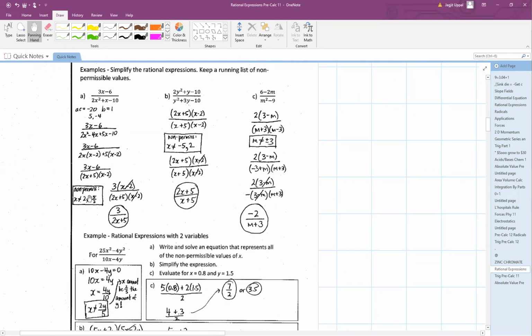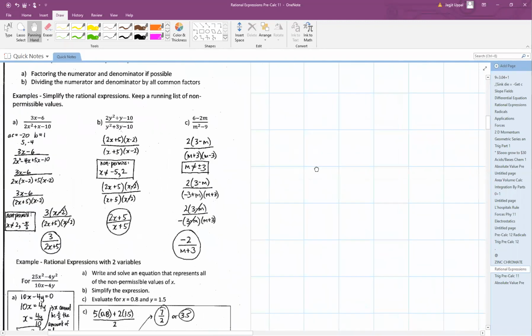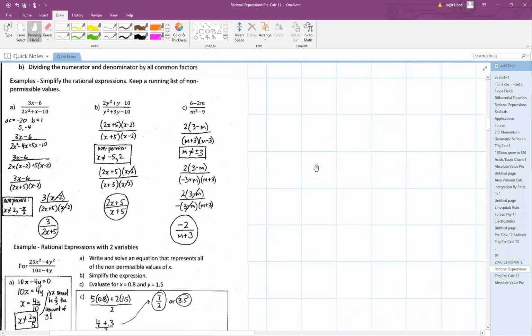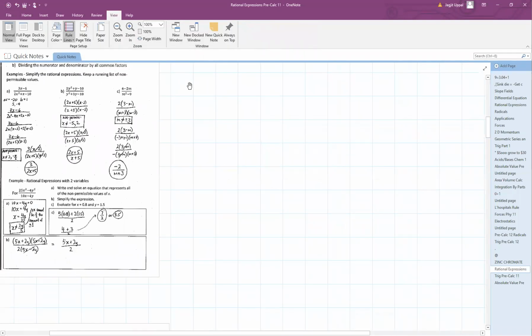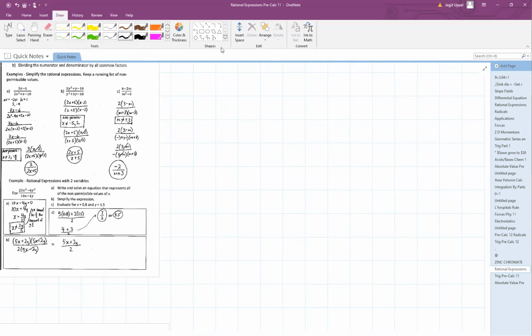What do you see over here? In every question, non-permissible values. You always have to write non-permissible values. Does that make sense? So moving forward, even if the question or the teacher says you don't need to write it, just write it. All good? Okay, now let's have a look at this one.